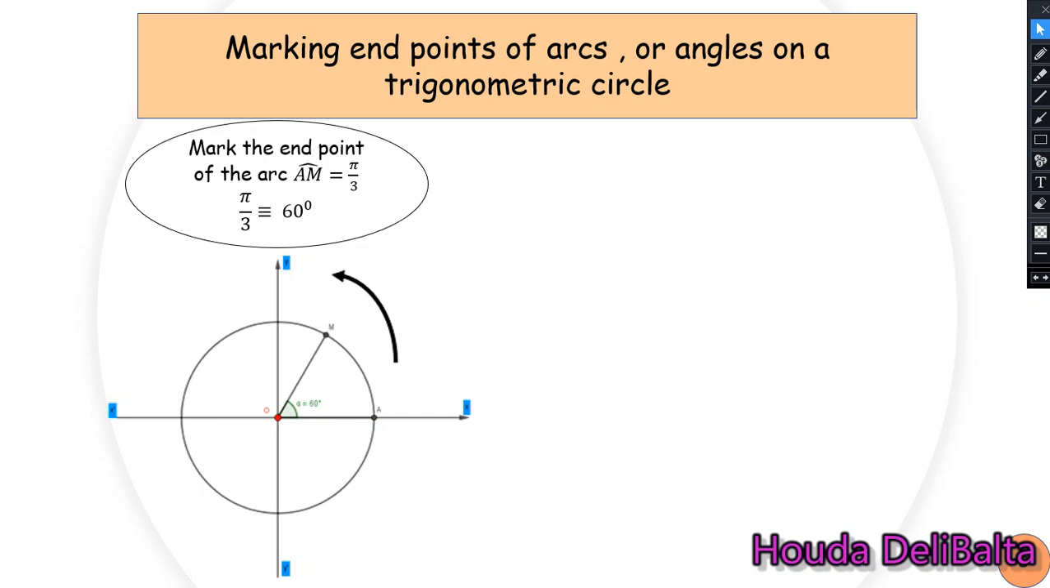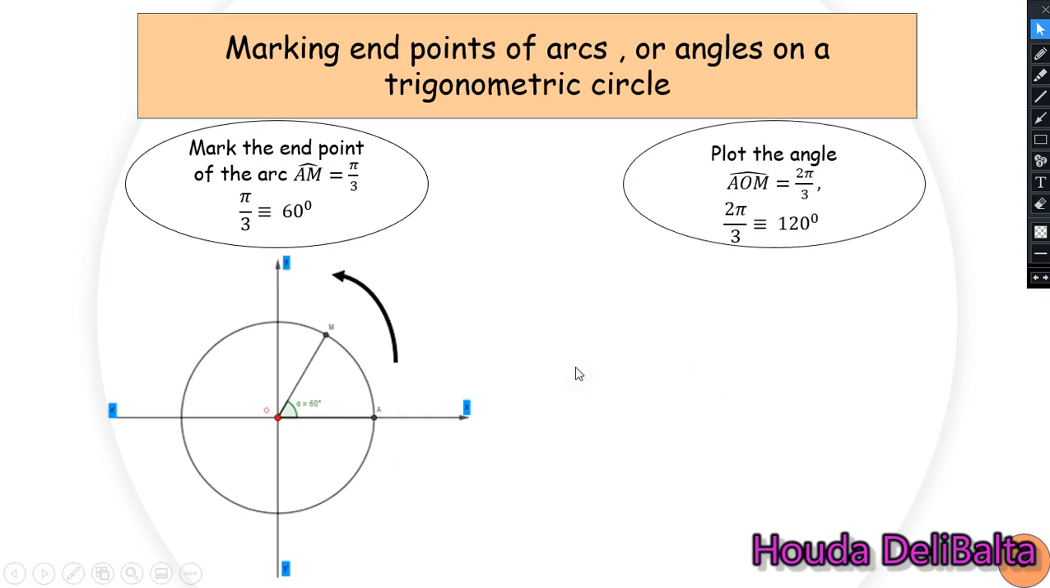So all I have to do is to hold my protractor and put the 0 line here and measure 60 degrees in the positive sense, because the angle is given as positive. So if the angle is given as positive, I have to mark it in the positive sense. If it's given as negative, then I have to reverse my protractor and mark it in the negative sense.